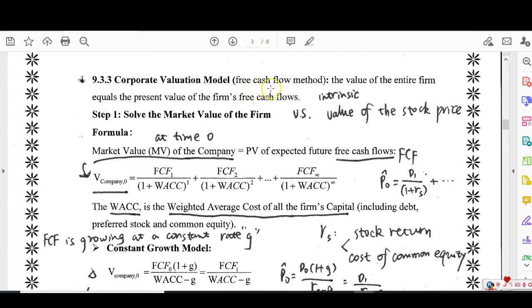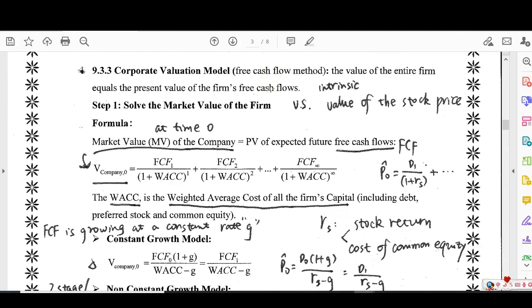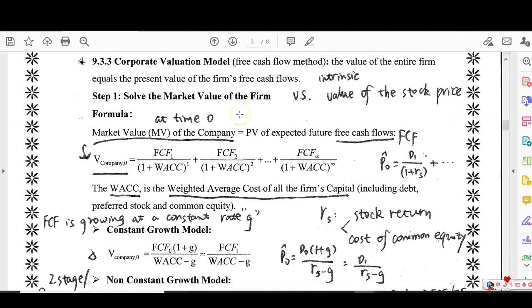We also call it the free cash flow model because we discount the firm's free cash flows to get their present value, and this equals the value of the entire firm. Step one, we get the market value of the firm first. In the dividend discount model, we get the intrinsic value of the stock price directly by discounting all the dividends. Here, we have the firm value first.